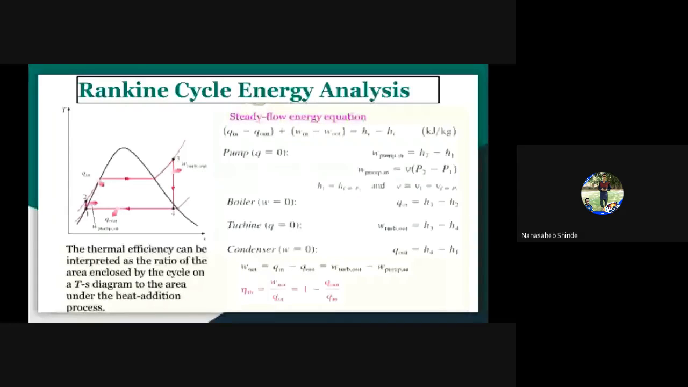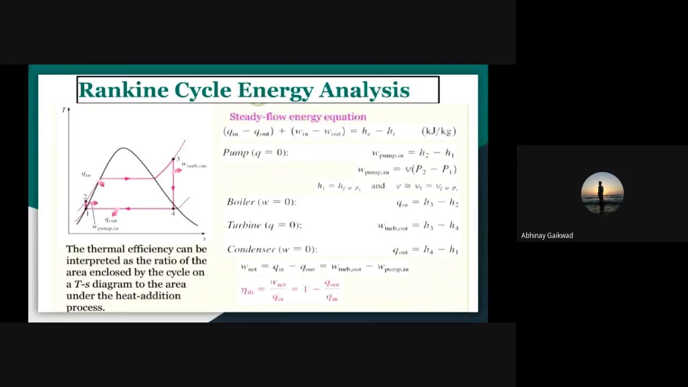Sometimes in a GATE exam, they may ask you to calculate the work done by the turbine, or the heat input in the boiler, or the heat rejected in the condenser, or the work input in the pump. So during that time you need these formulas.